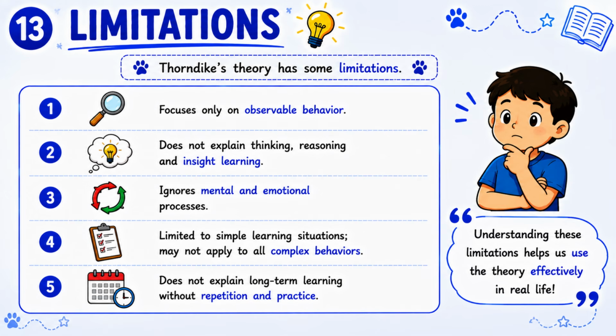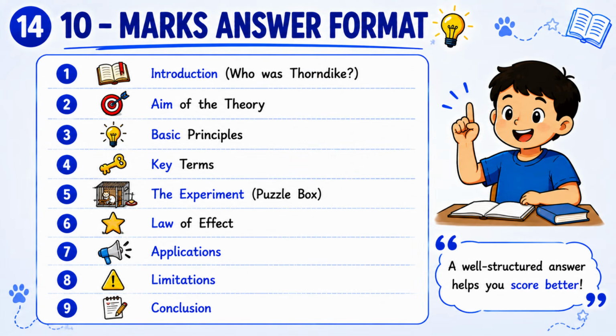Fourth limitation. This theory is mainly suitable for simple learning situations. It may not fully explain complex human behavior like creativity, decision making, or problem solving. Complex situationக்கு இந்த தியரி மட்டும் போதாது. Fifth limitation. It does not clearly explain long-term learning without repetition and practice. Learning often involves understanding and memory, not just repeated attempts. Practice முக்கியம், ஆனா understanding equally important.